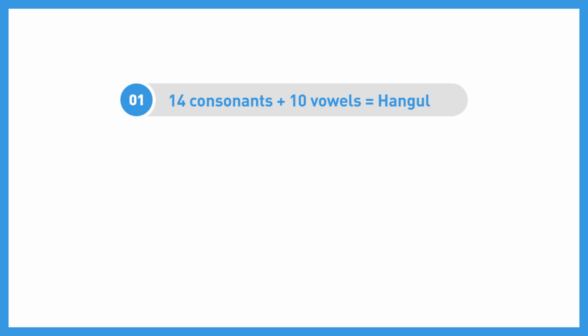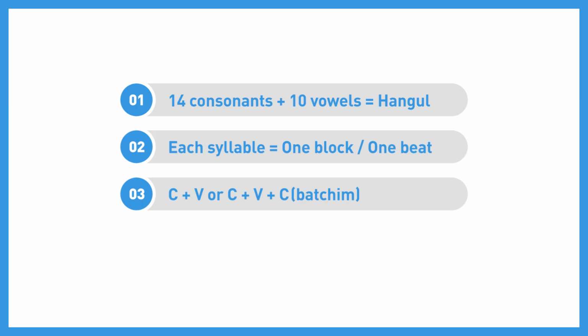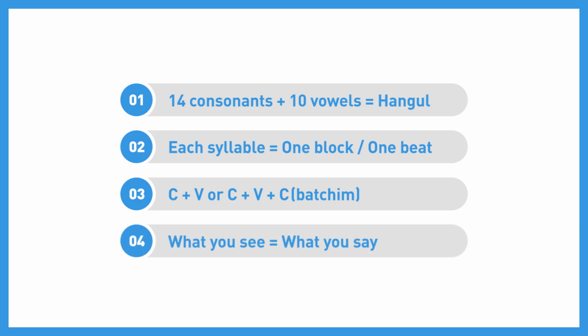Now, let's review what we learned today. Hangul has 14 consonants and 10 vowels. Every syllable is written as one block, using either a consonant plus vowel or consonant plus vowel plus consonant pattern. Each block represents one beat, and the entire Hangul system is perfectly phonetic. Just read it exactly as you see it.